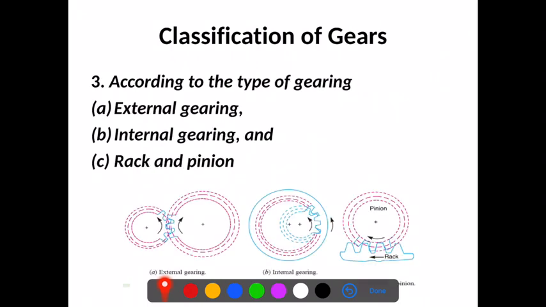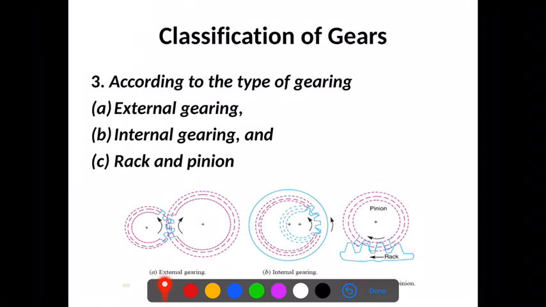Now, according to the type of gearing, whether the gears are being engaged externally or internally, these can be classified as external gearing. Here, the teeth are on the outside of both the wheels, and meshing occurs externally, and that's why it is called external gearing. But sometimes gears are meshed internally. In internal gearing, the gearing of the two shafts meets internally with each other. The larger of these two wheels is called an annular gear, while the smaller one is called a pinion.